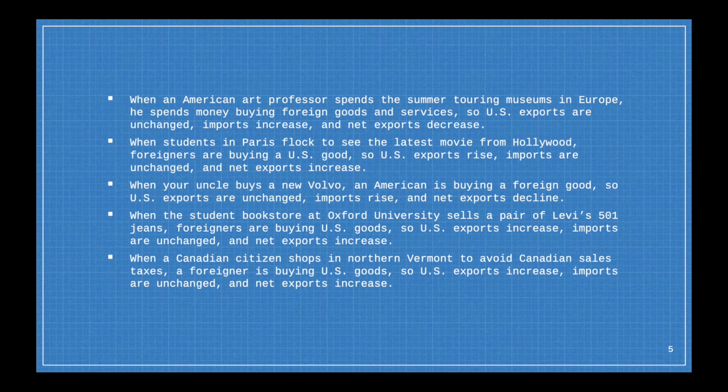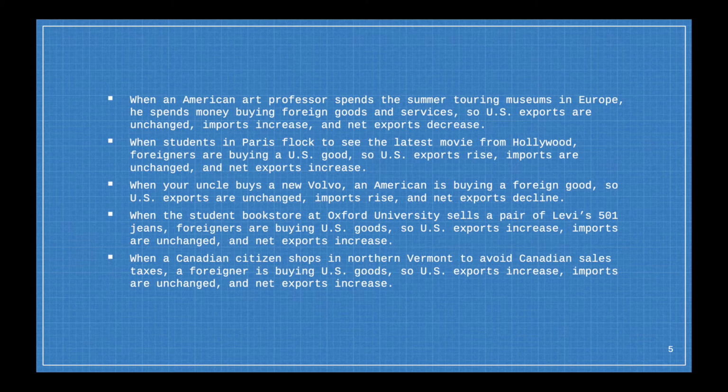1A. When an American art professor spends the summer touring museums in Europe, he spends money buying foreign goods and services, so US exports are unchanged. Imports increase and net exports decrease.